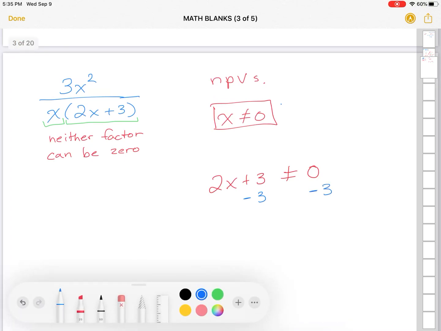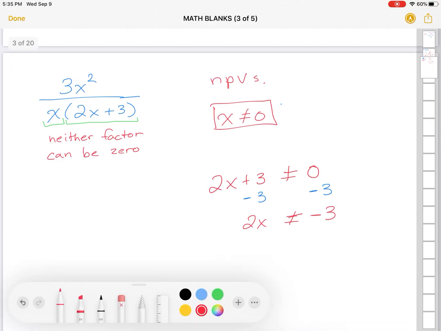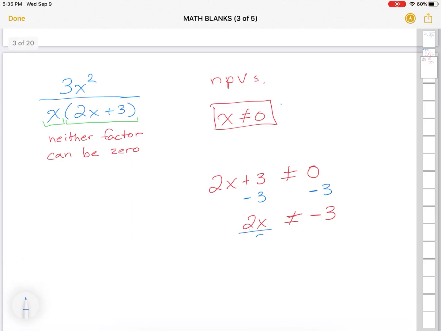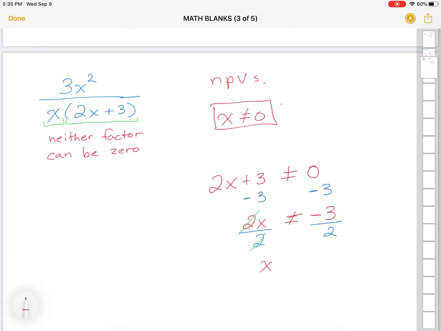Then we follow our rules for rearranging. I want to get x by itself, because I want to know what x can't be. The first thing I'm going to do is move the 3 over. It's added here, so I'm going to subtract it. And if I do something on one side, I have to do the same on the other side. So 2x plus 3 minus 3 leaves me with just 2x, and on this side, 0 minus 3 leaves me with minus 3. Now I want to get rid of the 2. The 2 is multiplied on this side, so I'm going to divide both sides by 2. On this side, it will cancel out, and on the other side it will leave me with my answer. So x is not equal to negative 3 over 2, and that will be my other NPV.